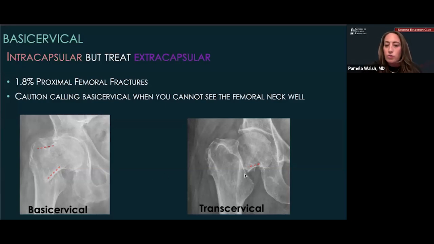And then here's an example of transcervical where you can see someone potentially wanting to call this basicervical, but look how short that femoral neck is there compared to our basicervical. So that's one helpful way to try to differentiate transcervical versus a basicervical fracture, of how much of the femoral neck is intact there.